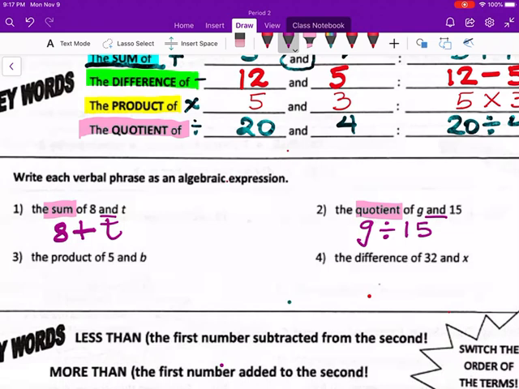All right, let's go ahead and do number 3. The product of 5 and B. So why don't we stop the video right now? Just press pause. Pause it. And do number 3 and number 4. Go ahead and pause the video.